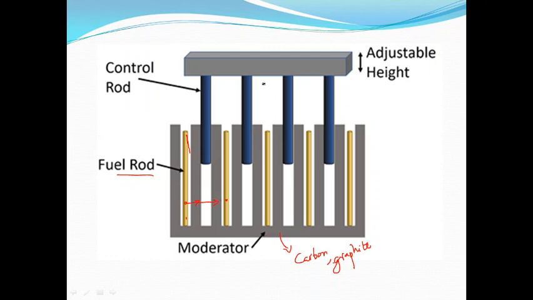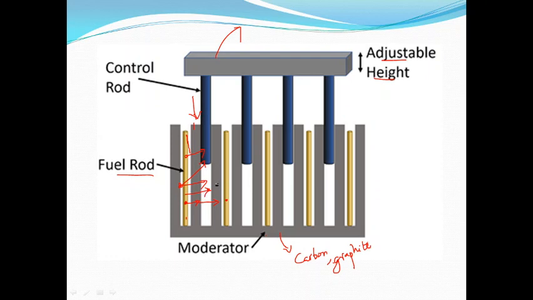Now the control rods are of adjustable height. They can be inserted or withdrawn. If the neutron number is to be increased, the control rod will be taken out. Then the neutrons will multiply and more neutrons will be produced. But if the neutron number is to be reduced, the control rod will be inserted into the system and the control rod will absorb these neutrons because they are now more inserted into the system, and hence the number of neutrons will be reduced and thus the fission process will also be reduced.